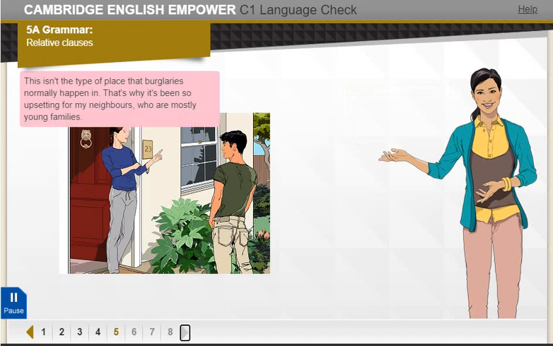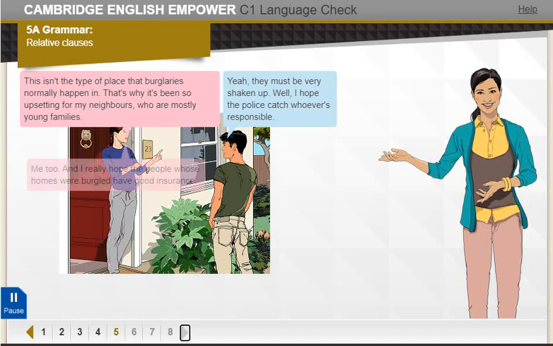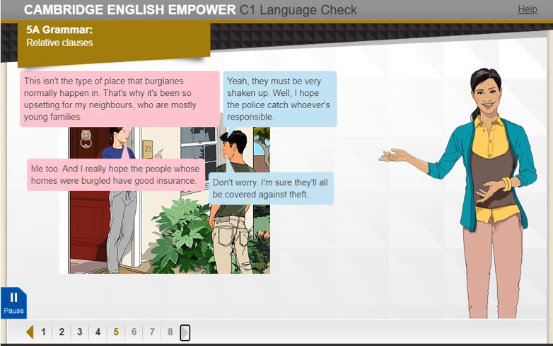This isn't the type of place that burglaries normally happen in. That's why it's been so upsetting for my neighbours, who are mostly young families. Yeah, they must be very shaken up. Well, I hope the police catch whoever's responsible. Me too. And I really hope the people whose homes were burgled have good insurance. Don't worry, I'm sure they'll all be covered against theft.